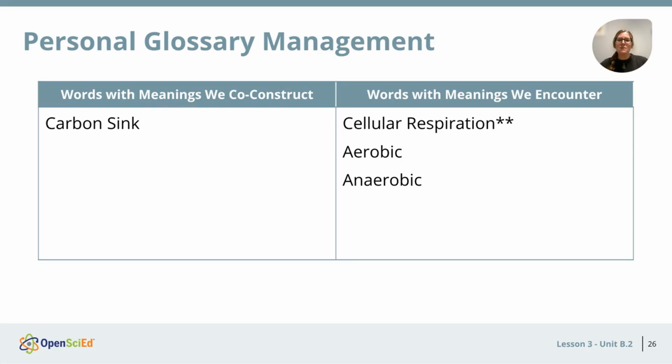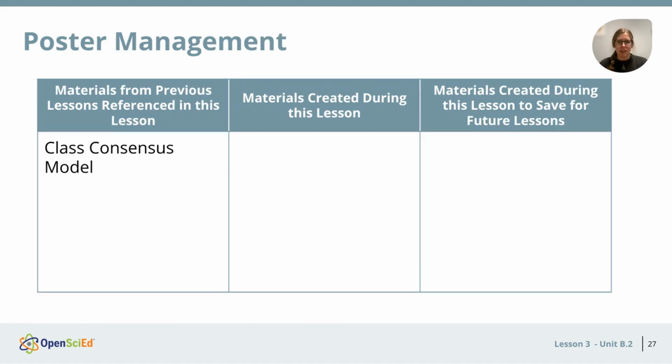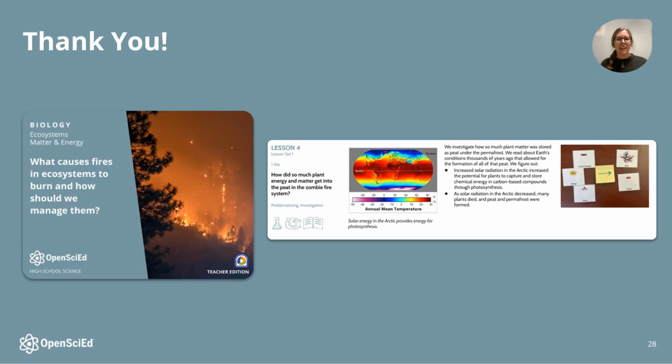Personal glossary management, we're going to co-construct that definition of carbon sink, and we're going to encounter cellular respiration, aerobic and anaerobic respiration. We're going to use the class consensus model poster from previous lessons, and of course, we're going to save that and carry it forward to the next lesson. And that is the end of the lesson.